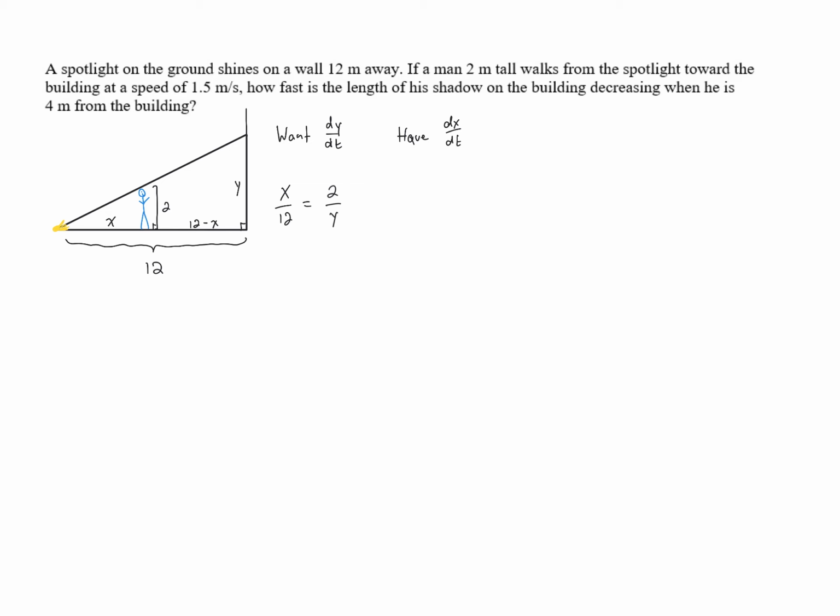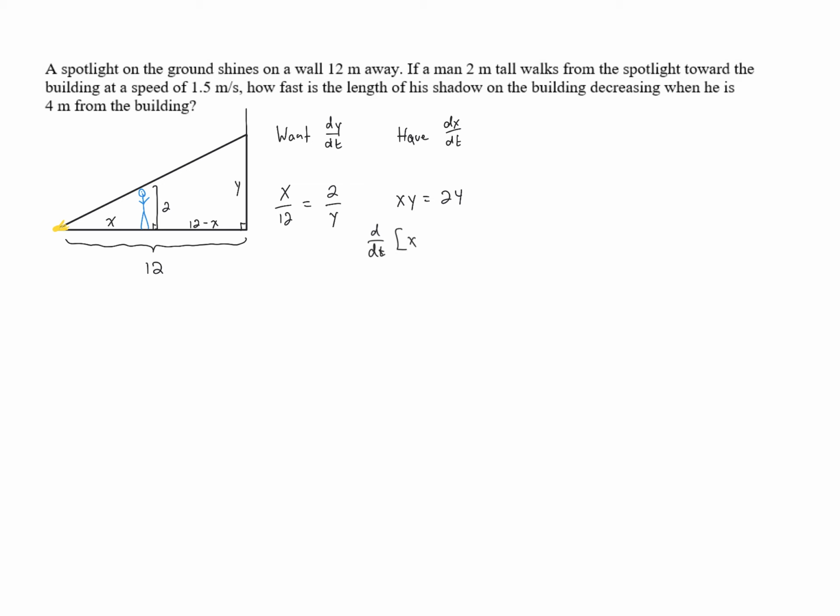We could also, if we wanted to cross multiply here, take x times y equals 12 times 2, so we could write this as xy equals 24. Either one of these is a relationship that we can use, and we can choose either of those to differentiate implicitly. I would like to avoid having to deal with the y in the denominator. So I'm actually going to differentiate this one, but either one of these should give us the same answer. So let's differentiate this one on the right with respect to time.